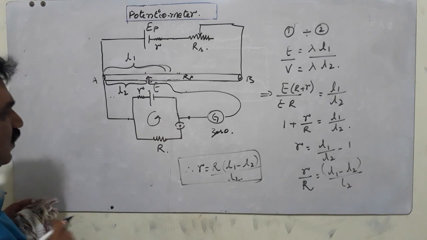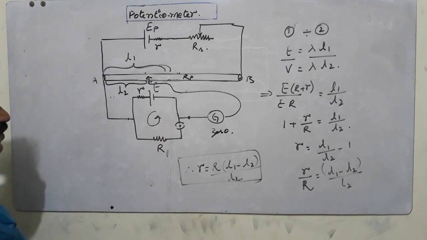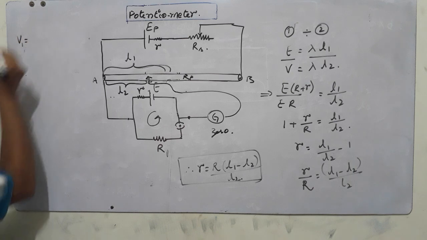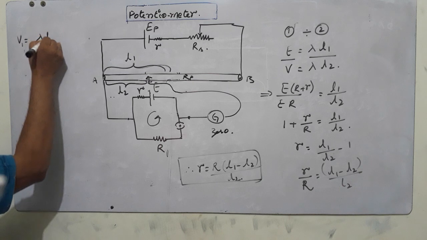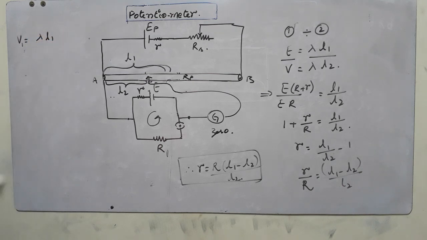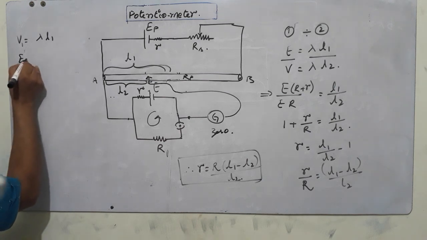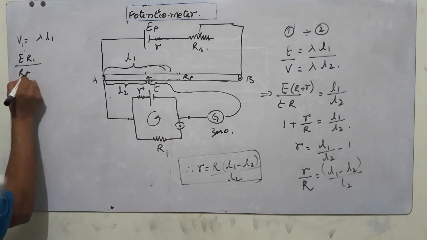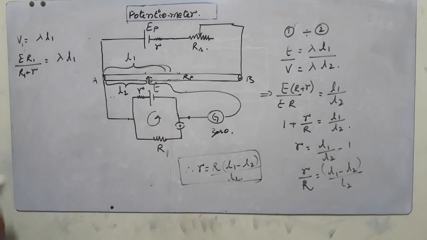First, in the circuit I am connecting the resistor R1. So in this situation, the terminal voltage V1 will be equal to lambda L1, and V1 is given by E into R1 by R1 plus small r is equal to lambda L1.